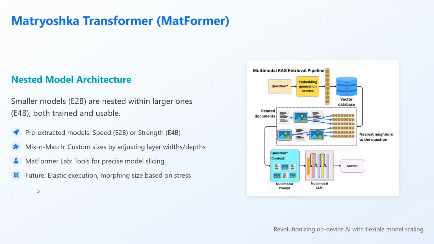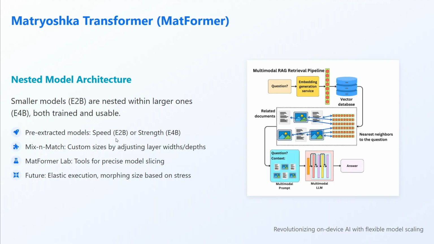MatFormer, Matryoshka transformer. You remember there are some Russian dolls which have a doll within the doll. So it is a similar concept. Now they have introduced a very interesting nested model architecture, MatFormer, where smaller models are nested within larger models. So they're not mentioning them as 2 billion or 4 billion, they're mentioning them as E2B and E4B models.